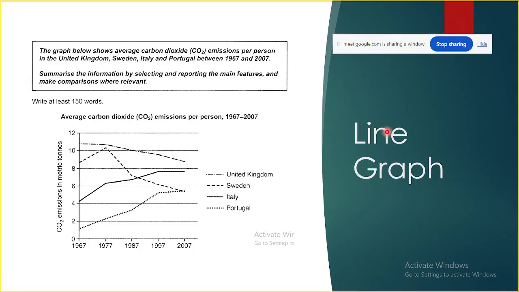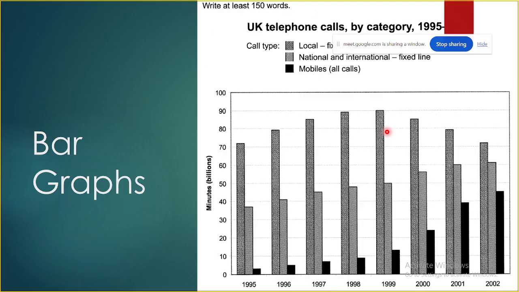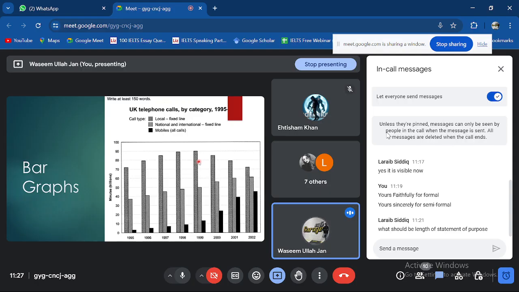Here you have to summarize that the United Kingdom and Sweden are following a decreasing trend, while Italy and Portugal are following the increasing trend or the positive trend. In this case, you have to summarize like the mobile calls are increasing as the years pass by. Similarly, the national and international fixed line are also increasing. However, we have seen a decrease in fixed line after 1999. So this is the summary.